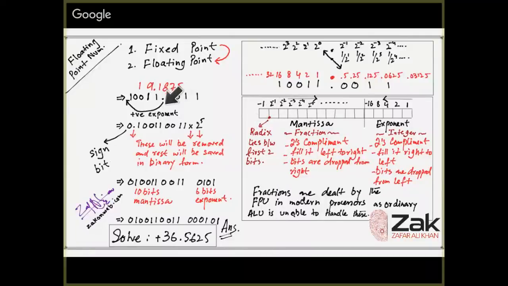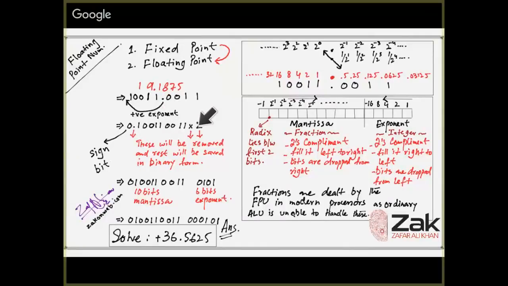So we have to move the point all the way towards the left so that we have the point between the first two bits. That is how we get it. Right? So when we move the point, we have to take into account how many times we move the point towards the left.